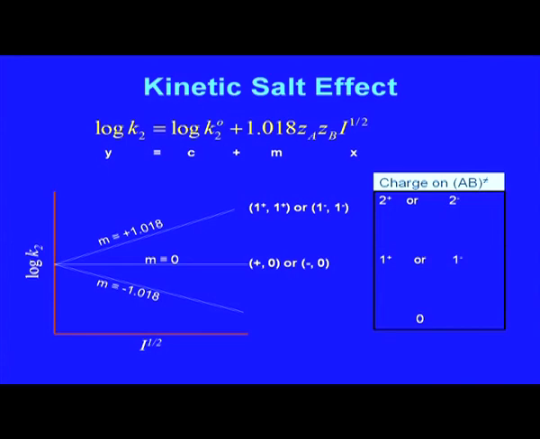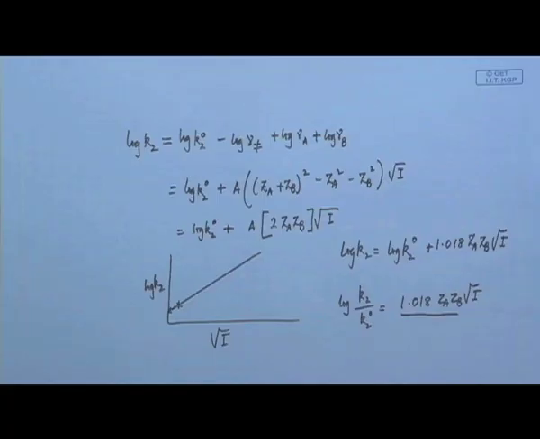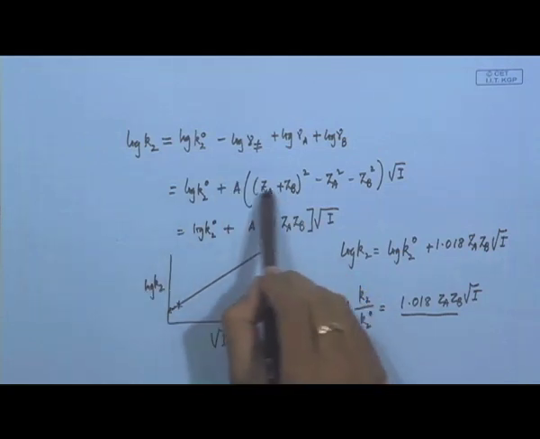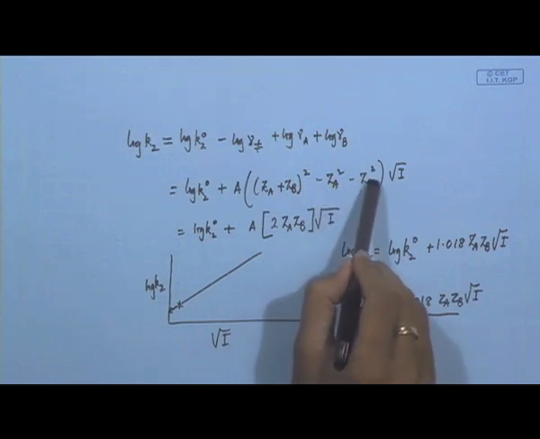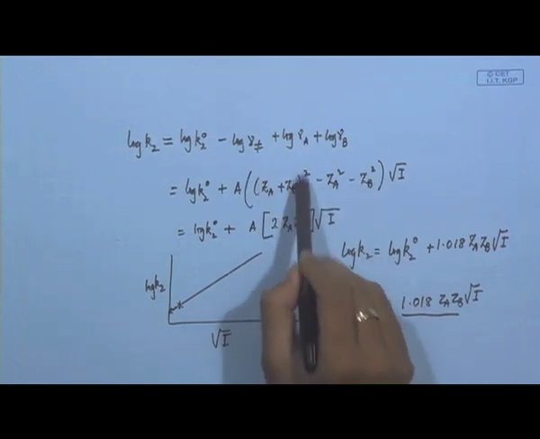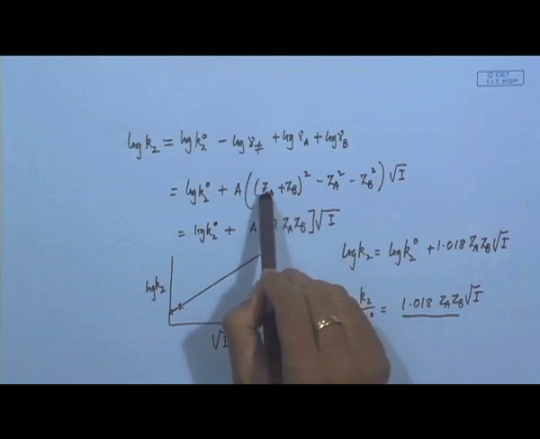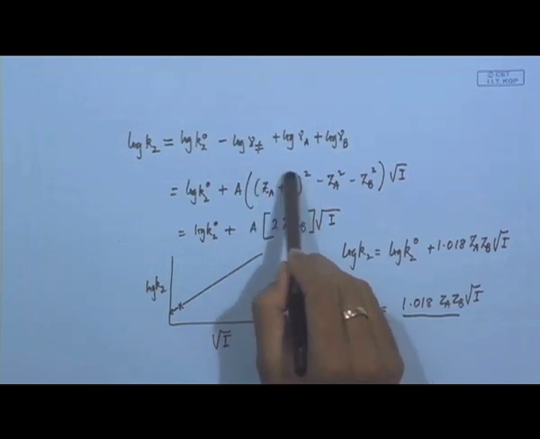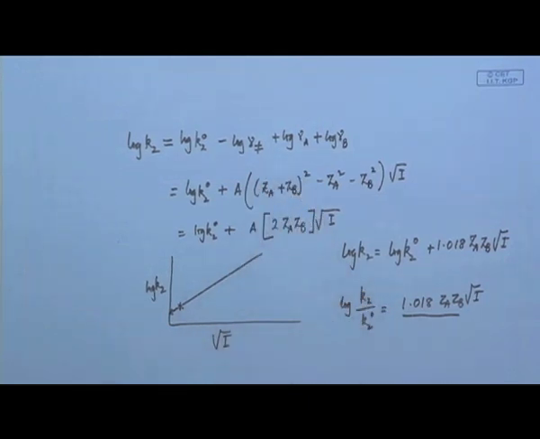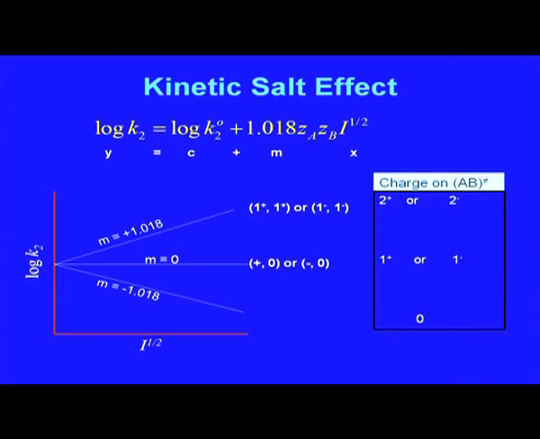Okay, because it is basically the difference, you see, if you look into the derivation, you see that it is ZA ZB, and ZA ZB is the overall charge on the activated complex. So you can find out in principle the charge on AB from this particular plot. So the kinetic salt effect has got immense importance.